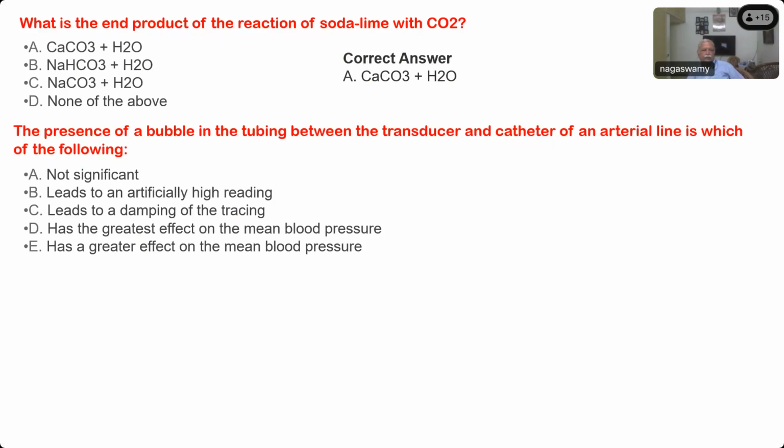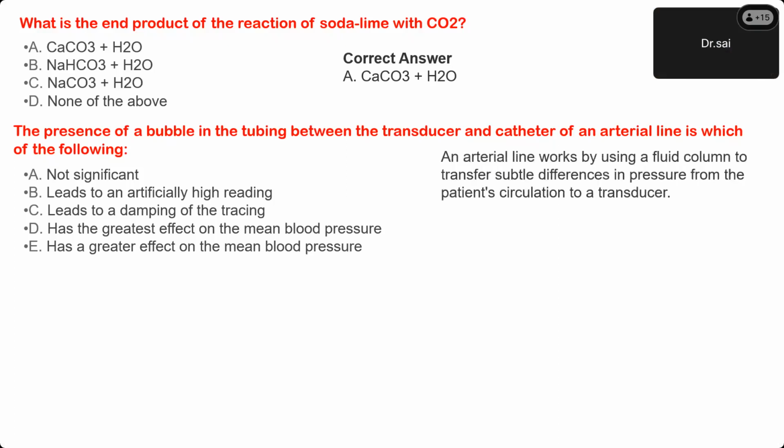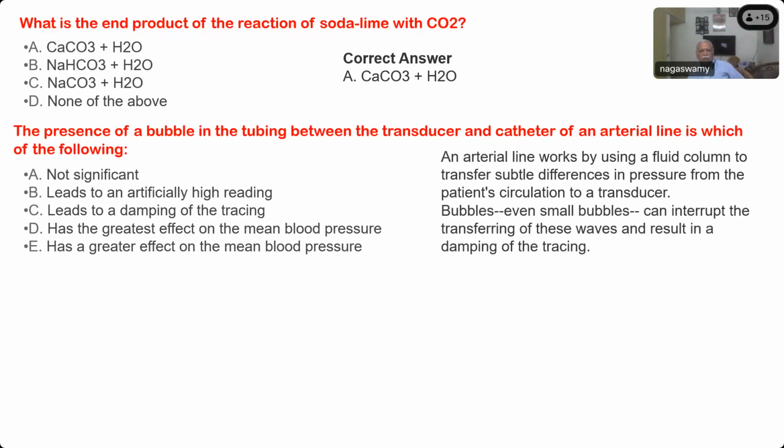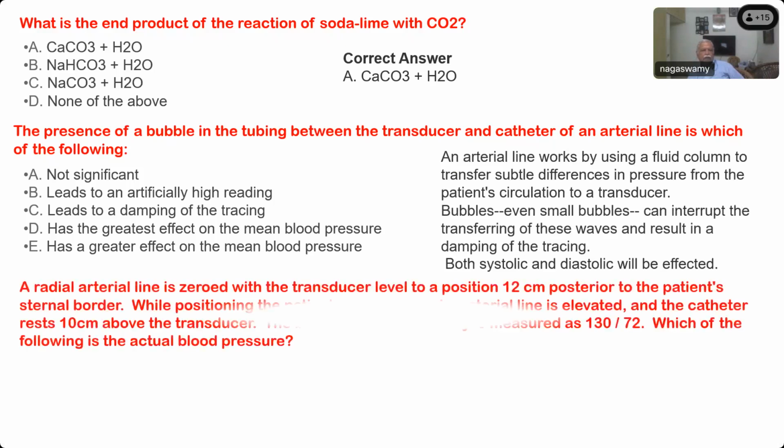Leads to damping of the tracing. Very good. In arterial work, we use the fluid column to transfer subtle differences in pressure from the patient's circulation to the transducer. Bubbles, even small bubbles, can interrupt the transfer of these waves and result in damping of the tracing. So answer C is the correct answer. Both systolic and diastolic blood pressure will also be affected.